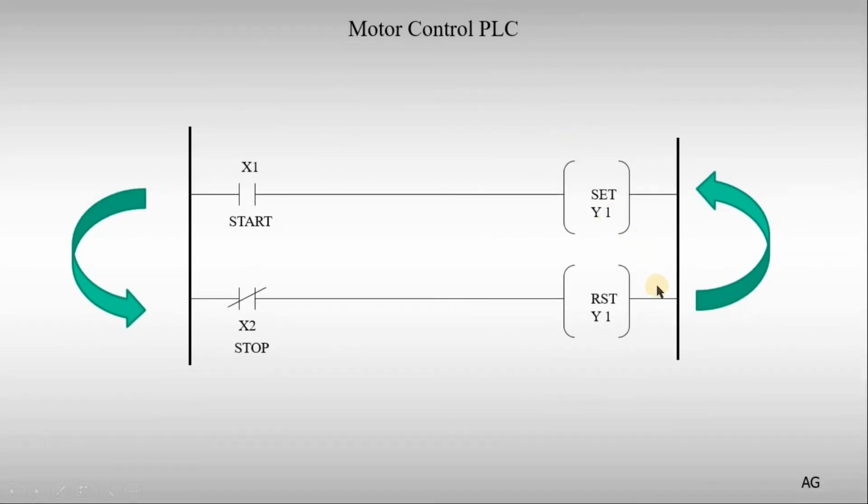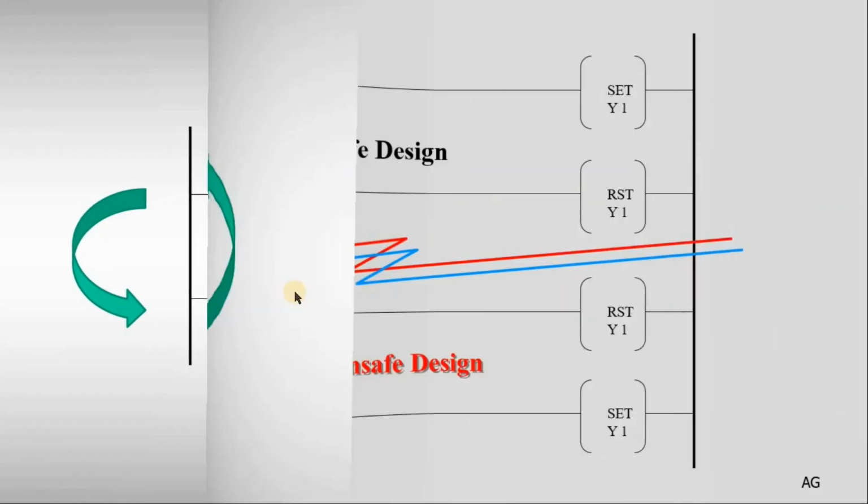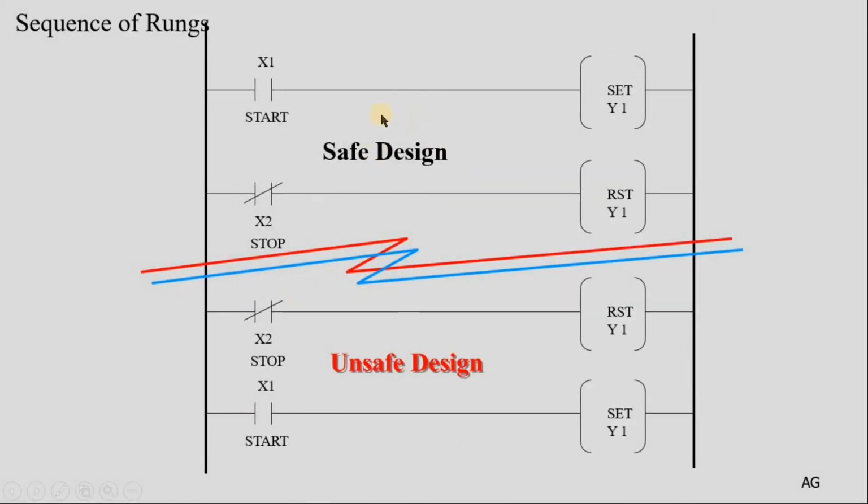Now, this is a very tricky and important part. What if we switch the rung sequence? Instead of the start and then the stop, we use the stop and then the start. We call it a safe design to have the start and then the stop, and an unsafe design to have the stop and then the start.